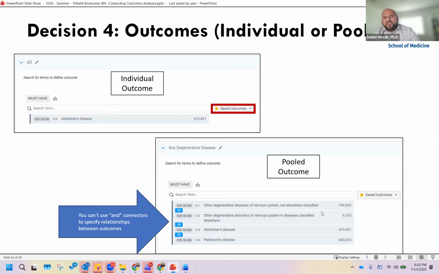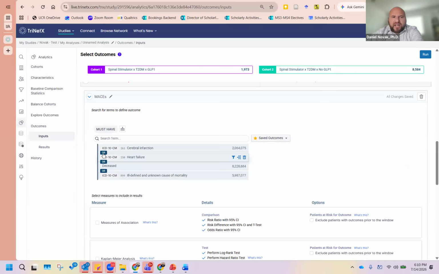Just to be aware, you cannot use "and" connectors in here, only "or". I'm not sure why. It probably has something to do with computer science and compute intensity, but you can only say that they had cerebral infarction or heart failure or deceased, right? You can't specify that they had all three of these things or more.